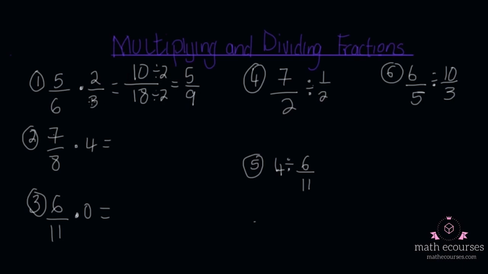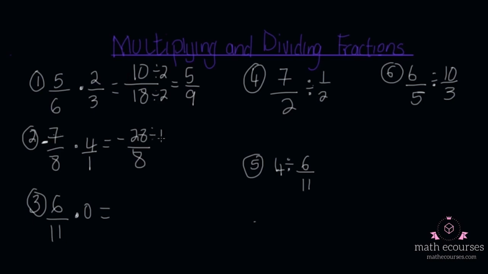over 9. Let's go ahead and add some negatives in here. I'm going to go ahead and make that a negative for number 2. So again here I need to multiply my numerators and my denominators. This is a whole number. 4 is the same thing as saying 4 over 1. So negative 7 times 4 is negative 28 over 8 times 1 is 8. Notice I just made the negative go with the numerator.